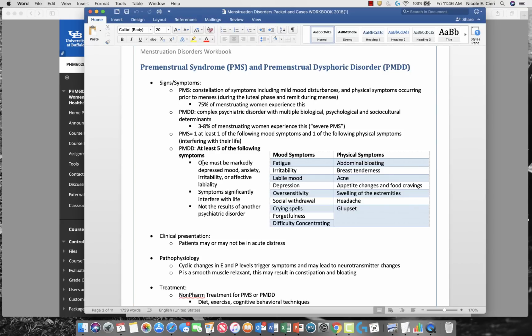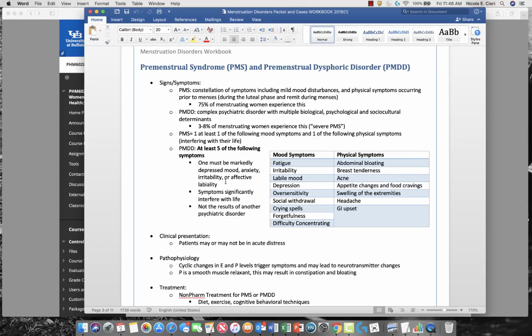Okay, the final disorder is PMS or PMDD. You might have learned a little bit about PMS in self-care, so we'll focus mostly on PMDD. PMDD is a more complex form of PMS, and the important thing to note is that you have to have at least 5 of the symptoms, either mood or physical symptoms, and 1 must be markedly depressed mood, anxiety, irritability, or labile affect.